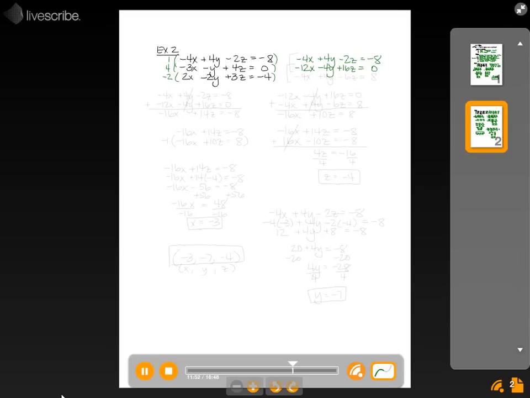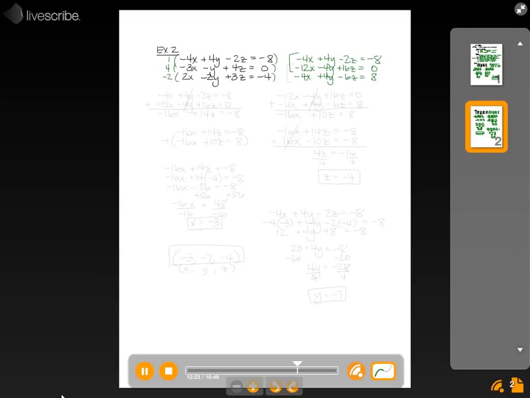Look at the last one. We've got to use the same idea we did on the second. That negative 2 gets multiplied to everything on both sides. Negative 2 times 2x is going to become negative 4x. Negative 2 times negative 2y is positive 4y. Negative 2 times 3z is going to become negative 6z. And negative 2 times negative 4, don't forget the other side of the equal sign, is going to become positive 8.